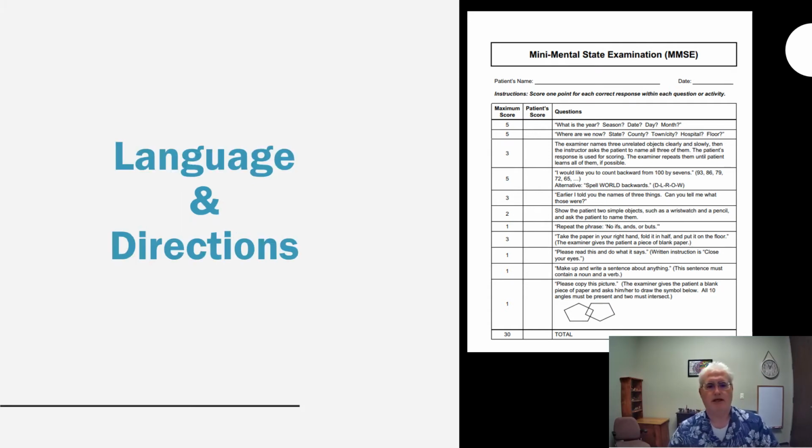Language and directions. Here's where the test gets a little bit more interesting. One of the things you want to do is have them repeat the sentence, "no ifs, ands, or buts." This one here is worth 1 point if they can do it. It's quick and easy. They'll either be able to do it or they won't.